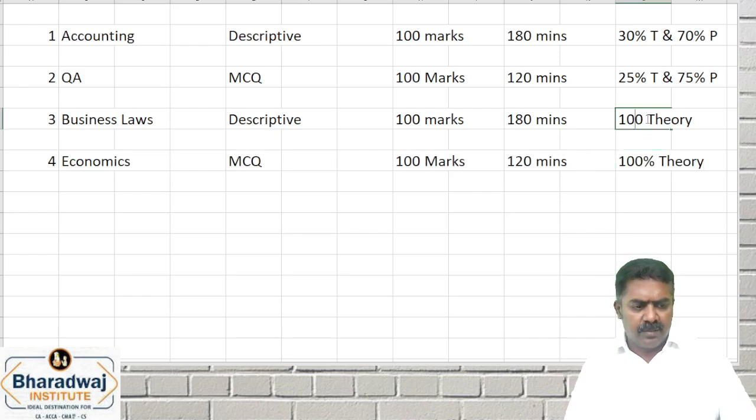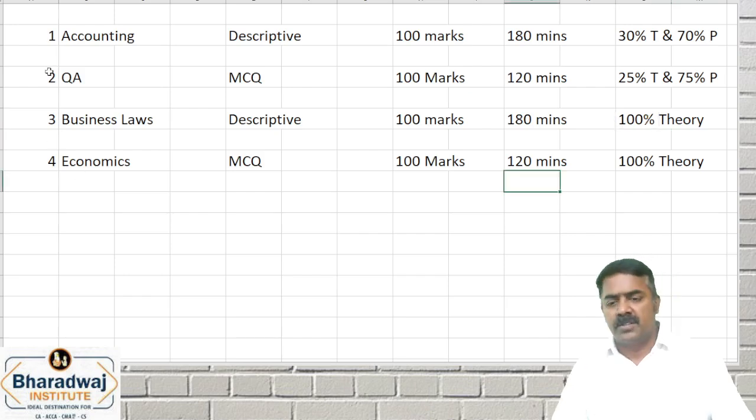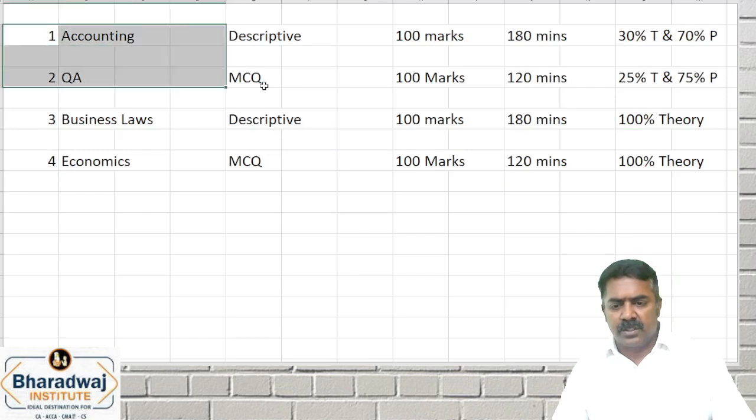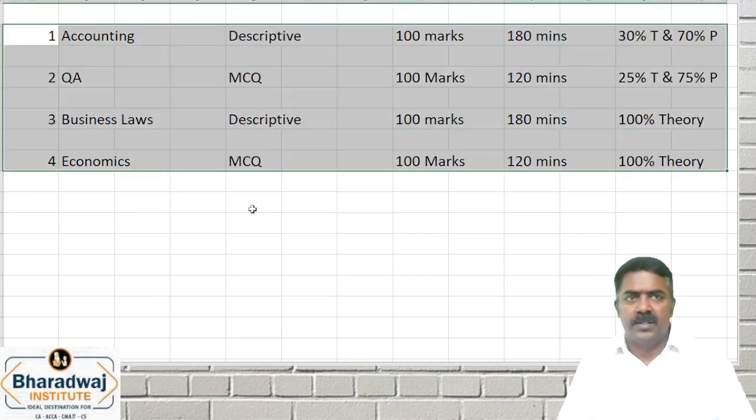Economics is multiple choice based, of course, it is 100% theory. Maybe 1 or 2 areas like theory of cost, theory of production, some questions you may be solving, otherwise it will be what? 100% theoretical. So these are the 4 subjects which you are going to experience in your foundation level.